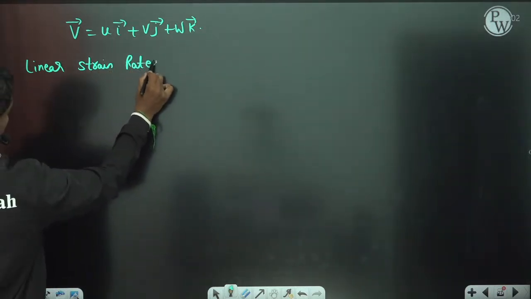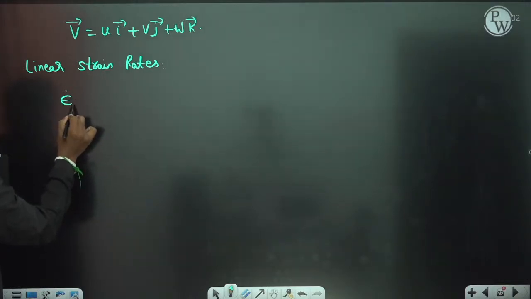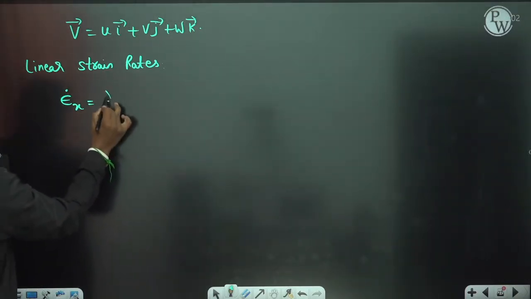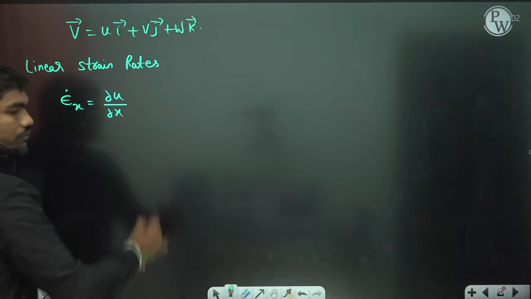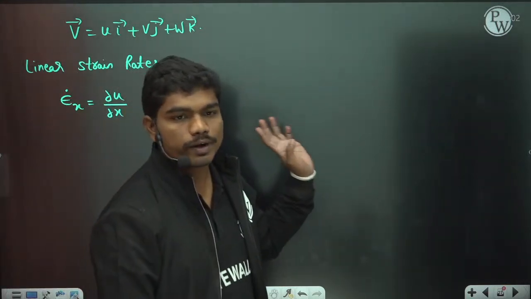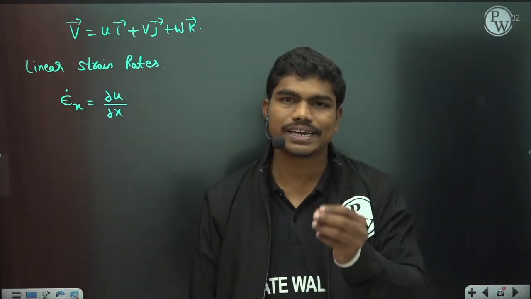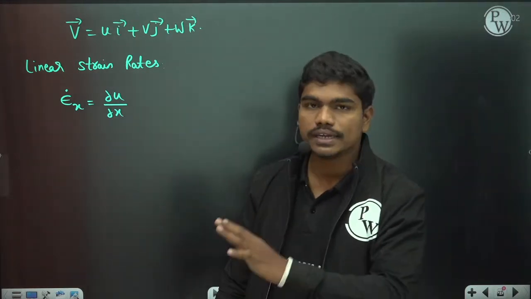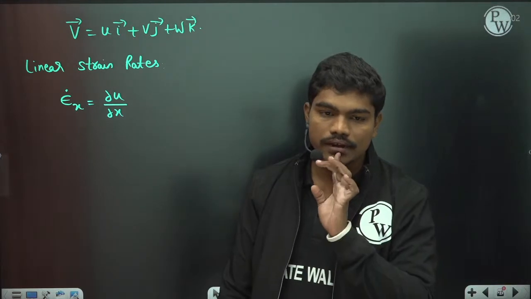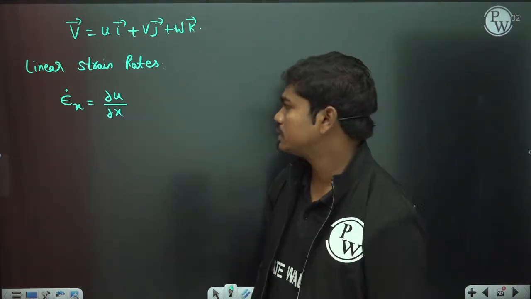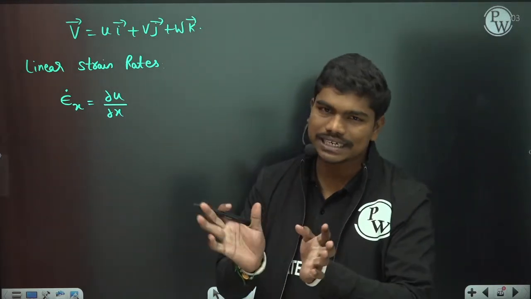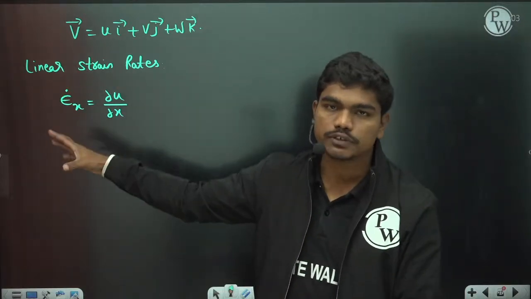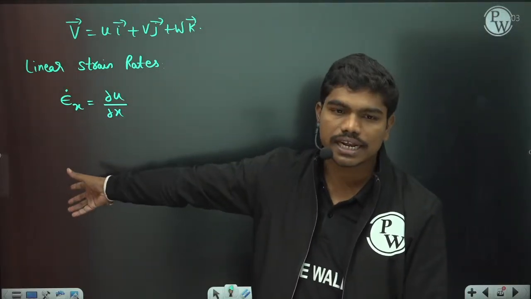Linear strain rate in the x direction is given by dou u by dou x. If there is some time, I have derived these things, but the derivations involve some trigonometry, so that's why I'm just giving you the values. Please keep this. In the short crash course, Amit Dixit sir will take over. Normally, these are the values you can easily derive when you take functions as u of x, v of y, and do some Taylor series analysis.